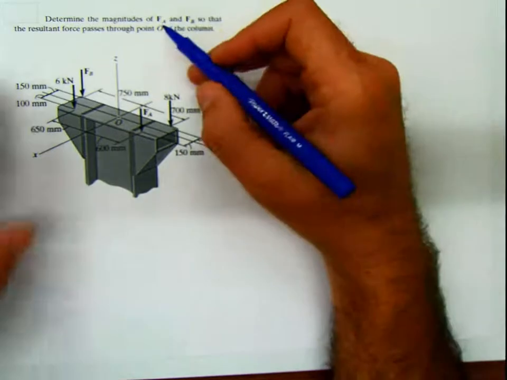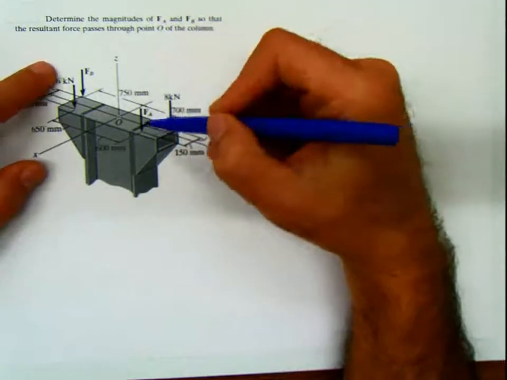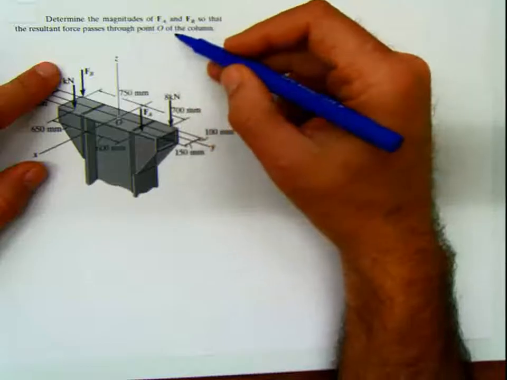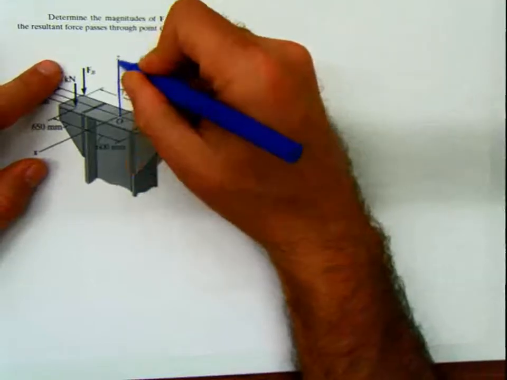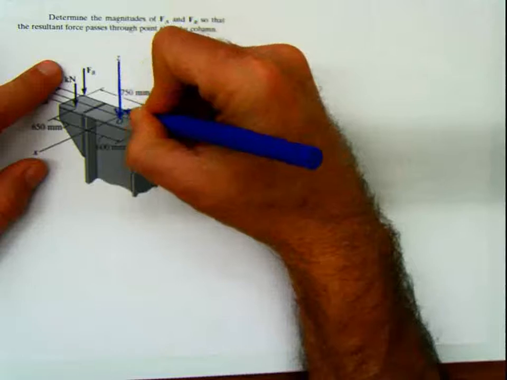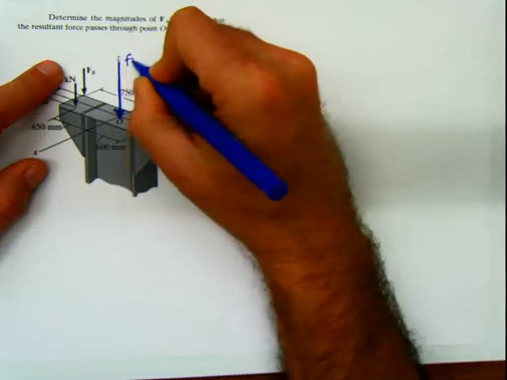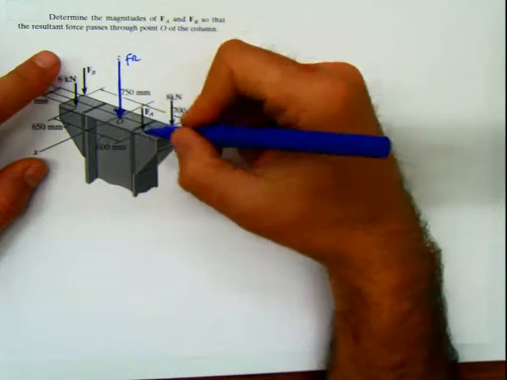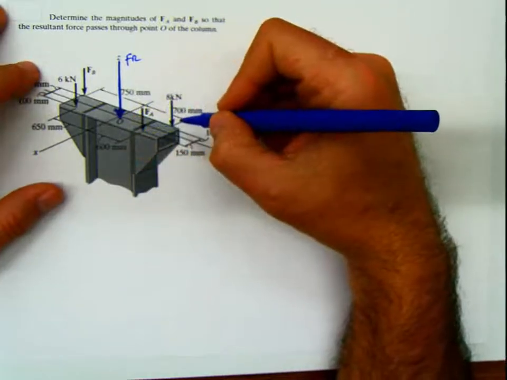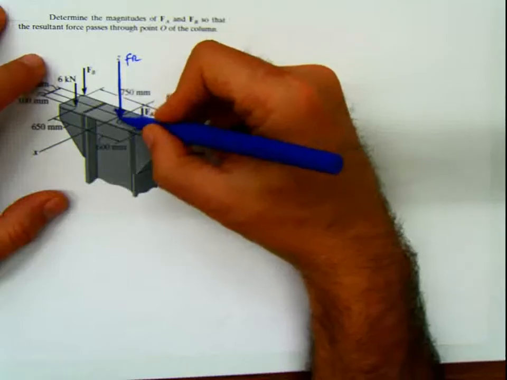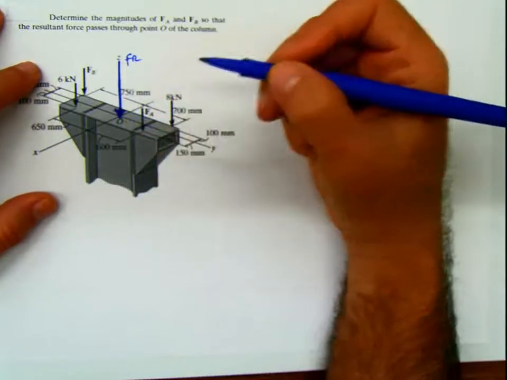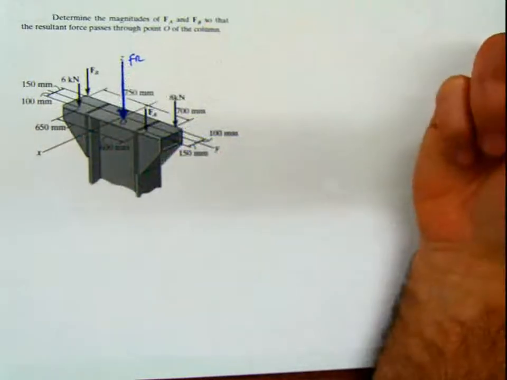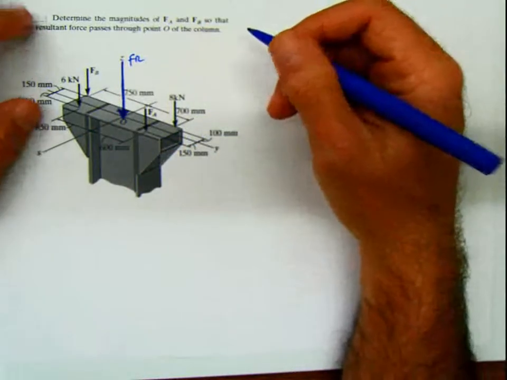So basically, it says determine the magnitude of FA and FB so that the resultant force passes through point O. I know the location now of the resultant force. The resultant force is here. By the way, that's basically what most of the time we look for, making the resultant force concentric to the column, because in that way there are no moments in the columns, and that's not very good, having moments in columns. We discussed that in class also.